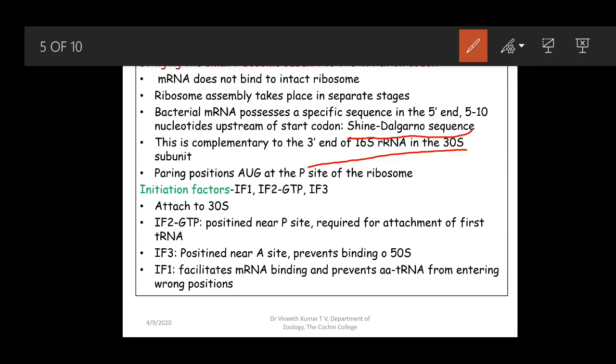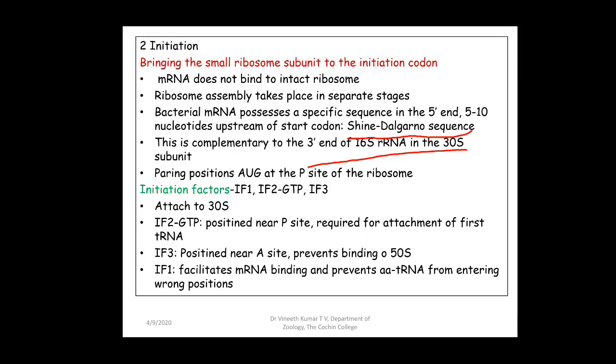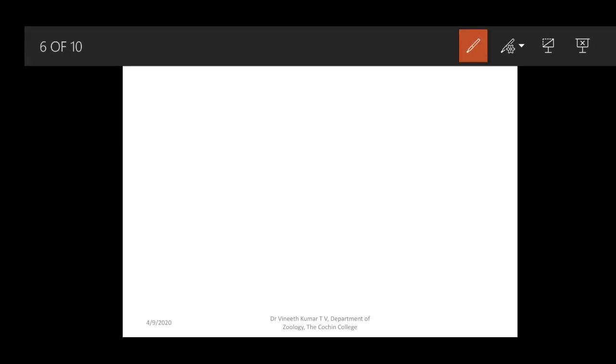Now coming to the other factors responsible for initiation, the initiation factors. These initiation factors are proteins which help in translation. There are 3 initiation factors in the translation of prokaryotes: initiation factor 1, initiation factor 2, and initiation factor 3. One of them is always associated with a GTP molecule, which is an energy rich molecule. These 3 initiation factors are seen attached to the 30S subunit of the ribosome.